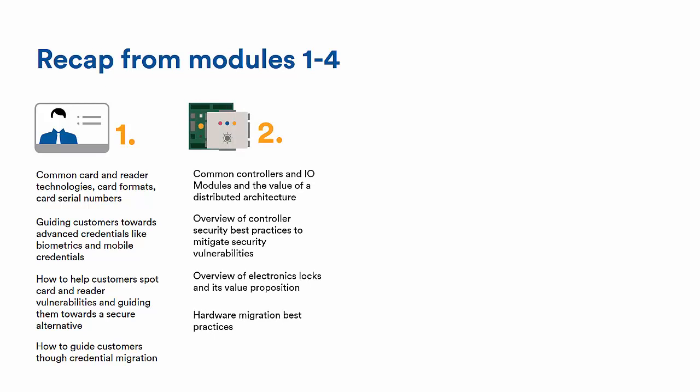As a review for Module 2, we kicked off the module talking about the role of controllers and IOs, and then walked through common controllers and interface modules that we integrate with. We then introduced the Synergis Cloud Link Appliance and talked about the value of a 3-tier distributed architecture as you're bringing more intelligence down to the edge for a more reliable system.